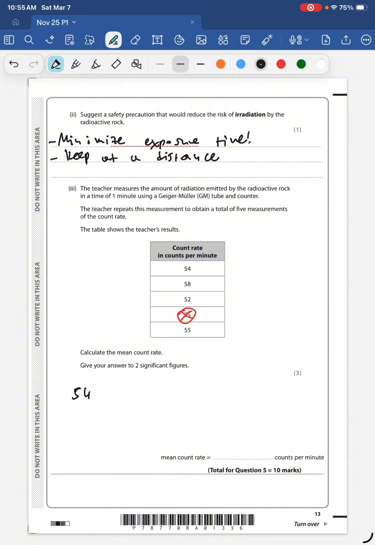So 54 plus 58 plus 52 plus 55. We have 4 measurements, right? So we have to divide by 4 to find the mean. And the mean is 54.75 counts per minute.